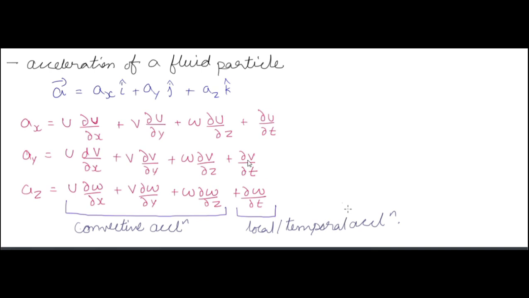So you can find this convective or local acceleration. You get these values in the x direction, in the y direction and in the z direction, and once you have the components, you can find the resultant: root of ax square plus ay square plus az square.